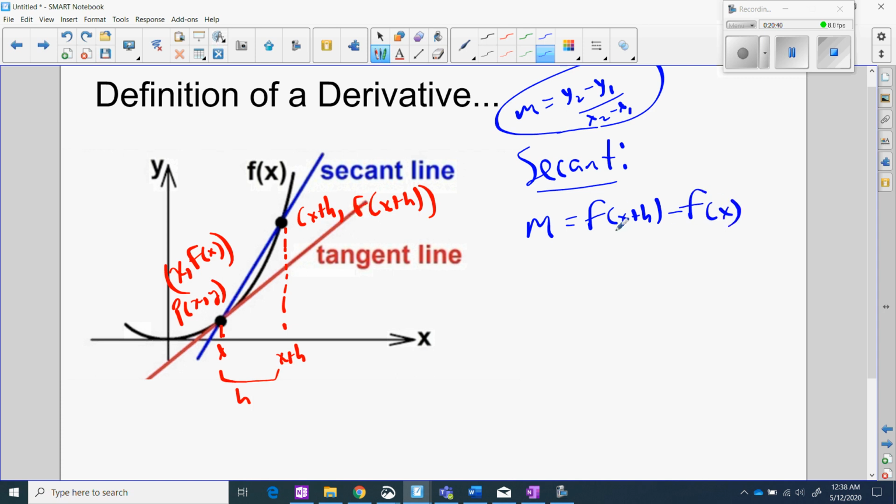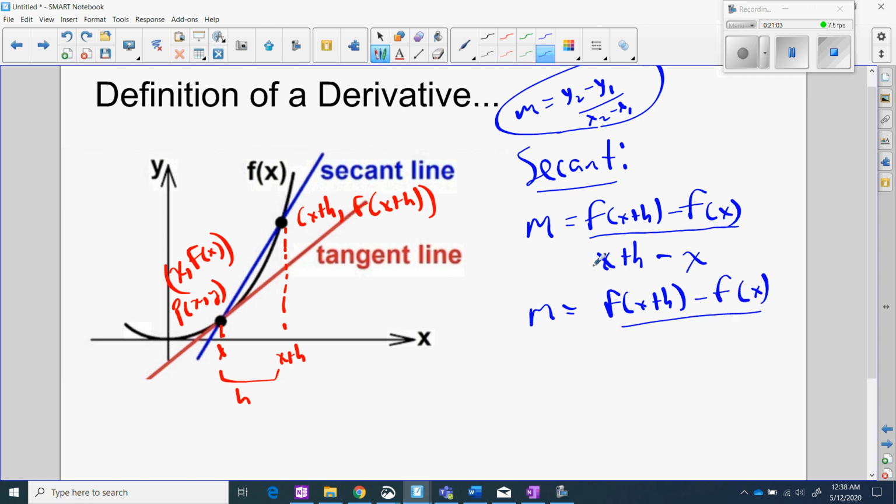That's your two y values subtracted. Now it's x2, which was x plus h. That's the x value up here, take away the x value at this ordered pair, which would just be x. So that blue line is going to have a slope of f of x plus h, subtract f of x, and the denominator is going to clean up and just be an h. All right, so that's how you get the slope of the blue line.